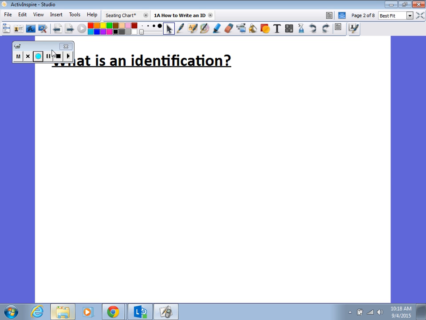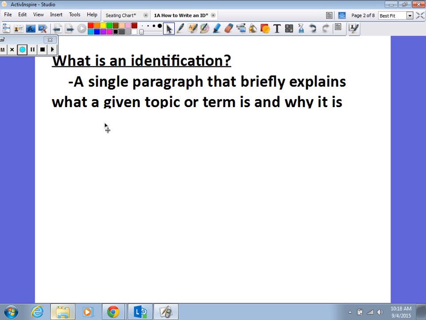Alright, so what is an identification? An identification is a single paragraph that's going to briefly explain what a given topic or term is and why it's historically significant. So you're going to tell me why something is important and what it is. I use this as an assessment tool where you're going to show me how much you know.